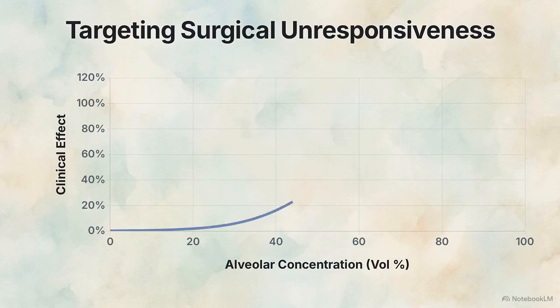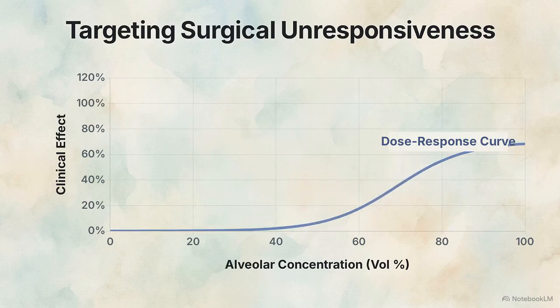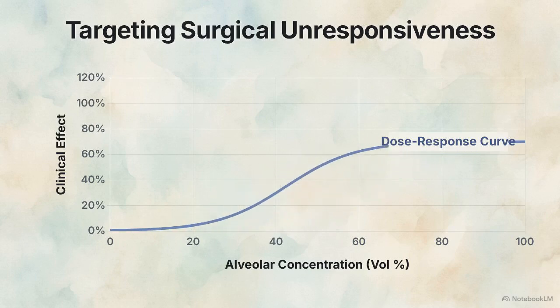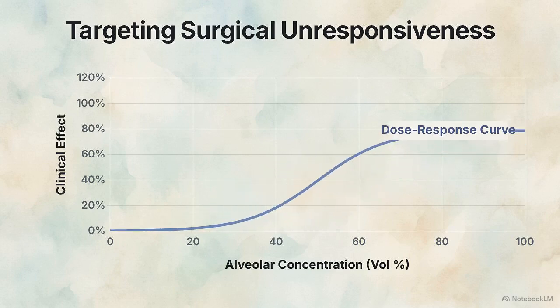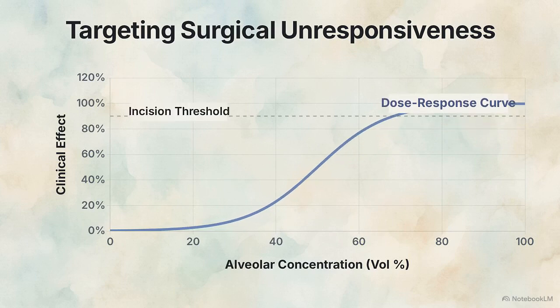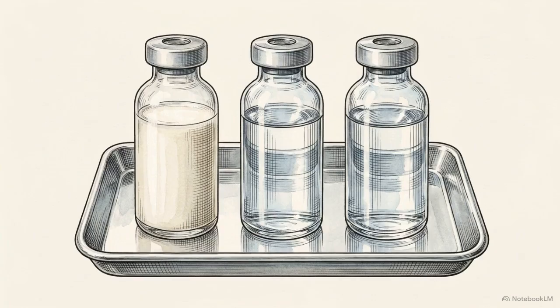This dose-response chart defines general anesthesia. Potency shifts the curve along the x-axis, while efficacy is the peak on the y-axis. For inhaled agents, potency is the minimum alveolar concentration. As the vaporizer turns up, we hit the threshold preventing movement to surgical incision. Intravenous induction agents are selected based on strict hemodynamic profiles.